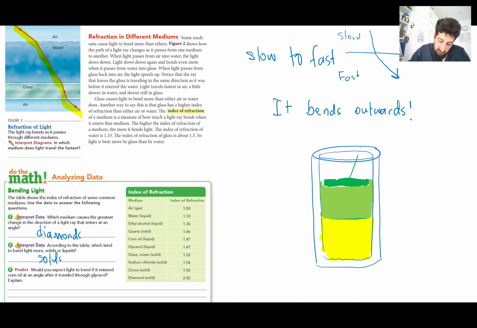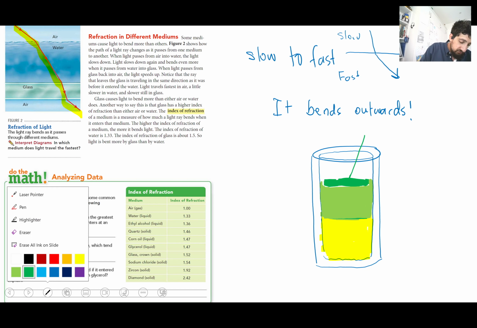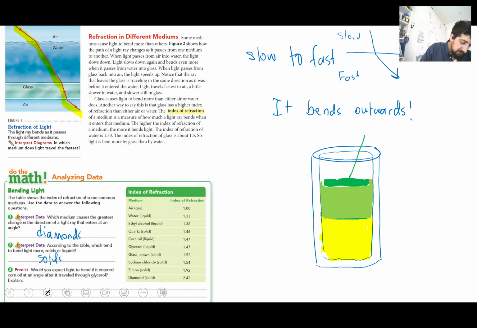I've got the light beam and it's coming in through here. Oh, actually, that's not a very good color because I really want it to be distinct. Oh, I'll have that. So here we go. So that's light. It's coming in. It's coming in at this angle. Now what's going to happen is obviously it's going to bend. And remember, slow to fast bends outwards.